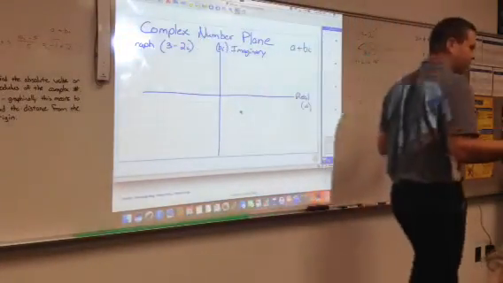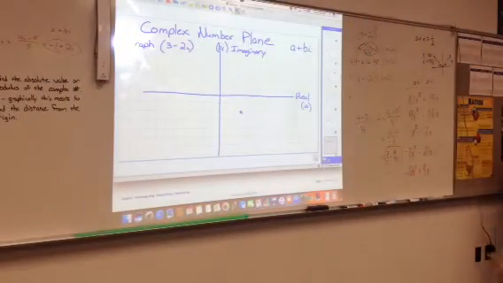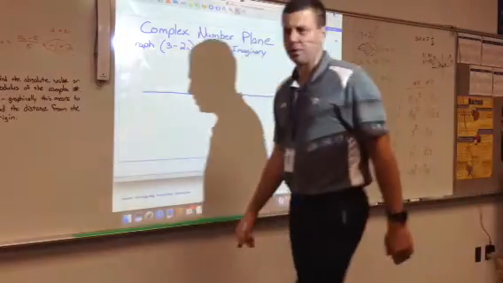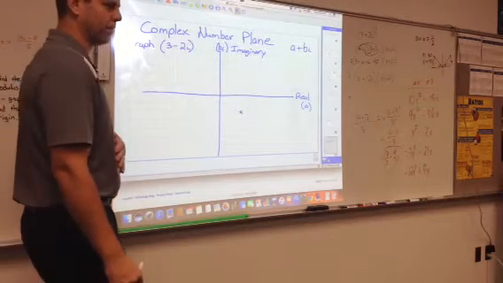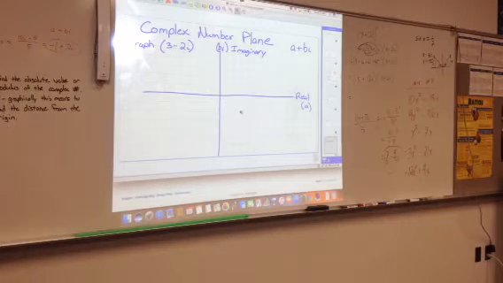It looks a lot like plotting the point 3 comma negative 2, right? It's just in the complex number plane, which, if you recall from the video, is running perpendicular to the real number plane. It's like it's coming up out of the paper, basically, or above and below. But I just want you to be familiar with graphing numbers in the complex number plane. All right?